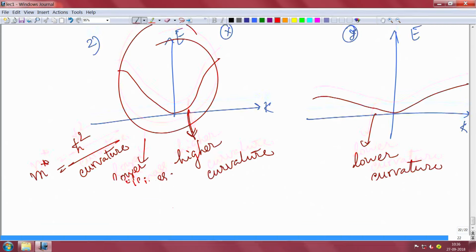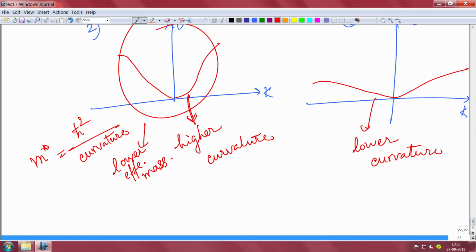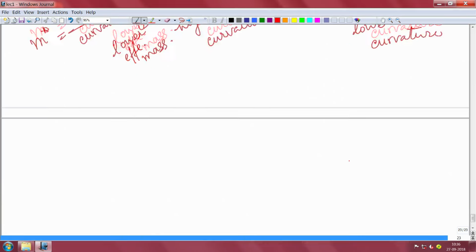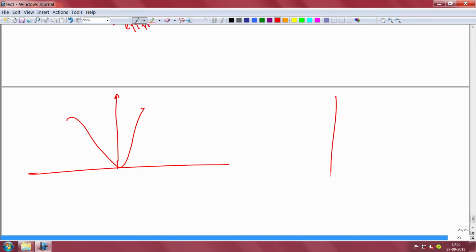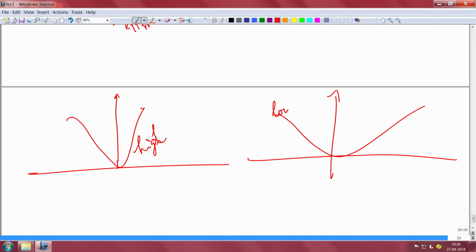What I am trying to say is that, of course, your E-k diagram can keep changing. Although it will look almost like a parabola, it is very possible that one material has an E-k diagram with very high curvature, and another material has an E-k diagram which looks like this. So, the curvature here is very high, and the curvature here is very low. Higher curvature will have low effective mass, and lower curvature will have higher effective mass.